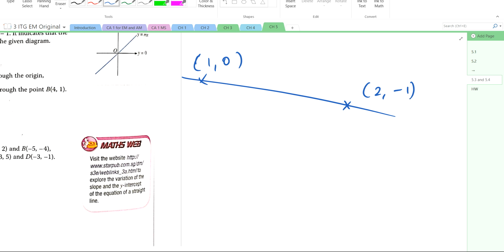Besides having 2 points, what other ways are there to get a unique straight line? Gradient and y-intercept. Must it be the y-intercept? Must it be the x or y-intercept?